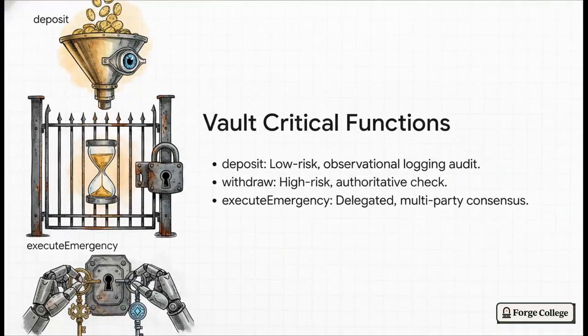Section 5, token vault prototype. Now let's ground all this abstract workflow into reality. What's really interesting here is how this vault prototype mixes completely different types of checks depending on the function's specific risk profile. For example, the deposit function is low risk, right? People are giving us money, so it just gets an observational logging audit. But the withdrawal function, that is extremely high risk, so that gets an authoritative role and a time lock check. Meanwhile, execute emergency gets a delegated multi-party consensus. We are perfectly mixing local checks, a central access manager, and event-driven monitoring all in one place.